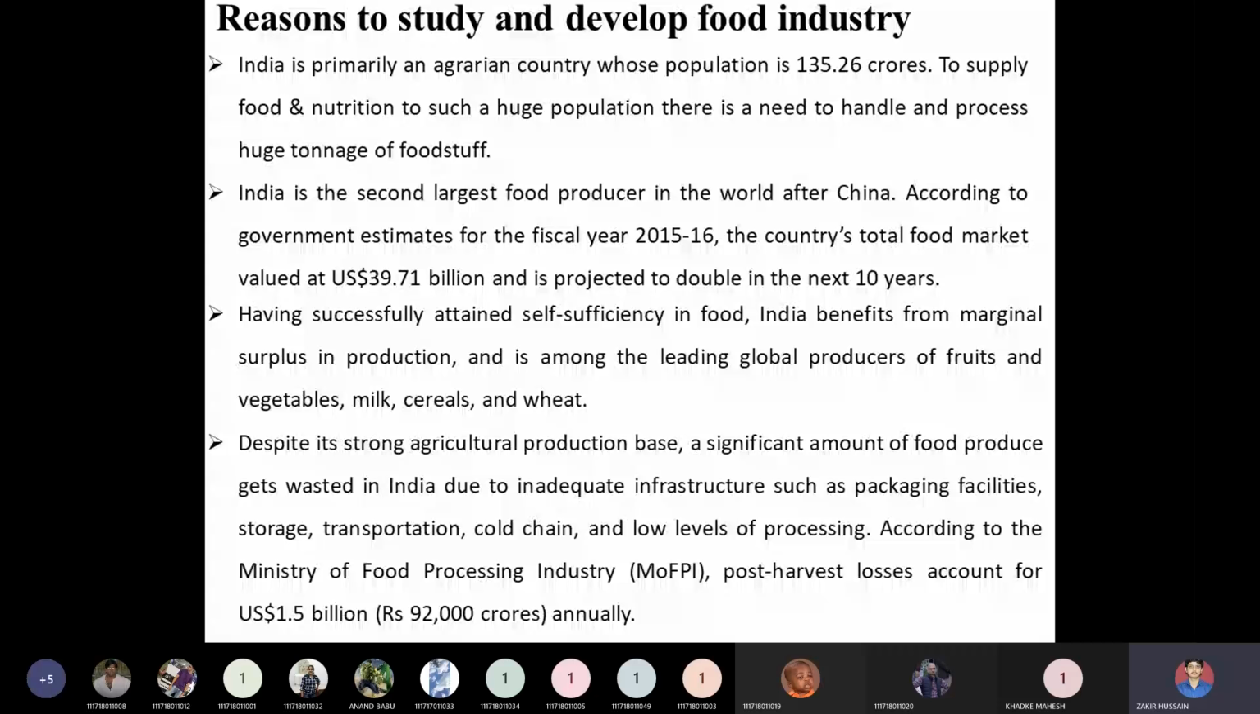To handle this surplus amount, we need to increase the shelf life. Shelf life is nothing but how much time a particular product can be retained without any degradation. That is called shelf life. Only by increasing the shelf life of those food items will we be able to handle this surplus amount of foodstuffs in our country. Then we can export these foodstuffs to other parts of the world. So how can we handle this?